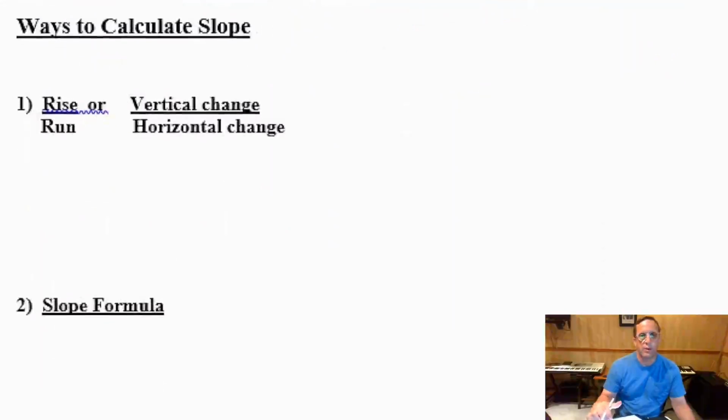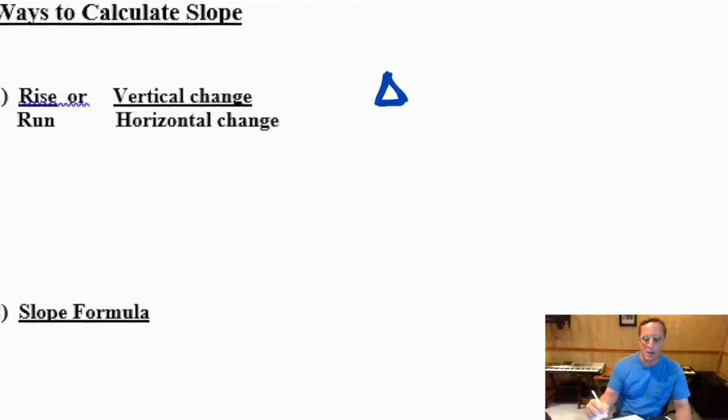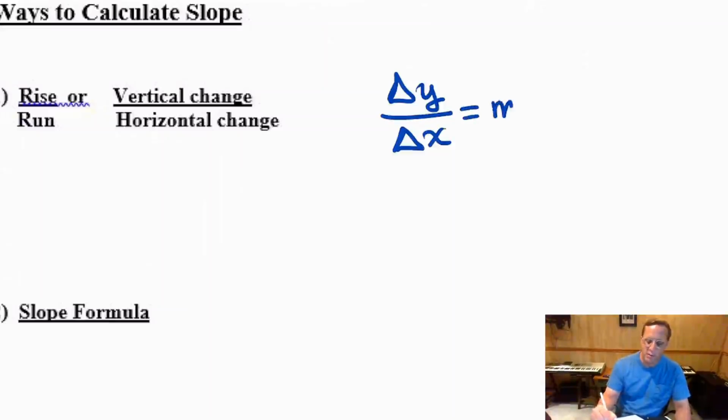Now, the ways to calculate slope, and there's a number of ways you've probably heard: rise over run, vertical change over horizontal change. Some people have seen the triangle that represents delta, so sometimes you'll see delta y over delta x, that equals slope. M is the symbol for slope, by the way, the letter m, lowercase, italicized.